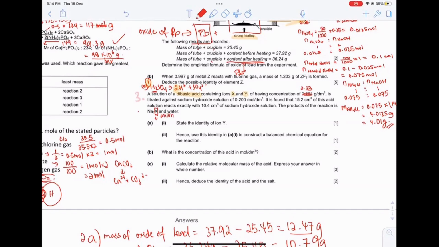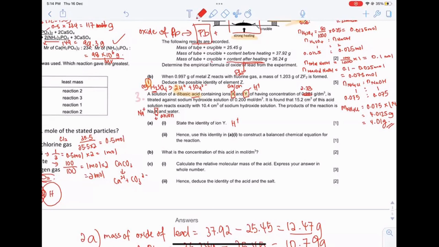Because you already have Na plus, which is a cation. So we bring that back to here. X is an anion, so Y must be the cation. And it's an acid. In all acids, they will have the H plus, which is a cation. So therefore, ion Y is H plus. Understand?